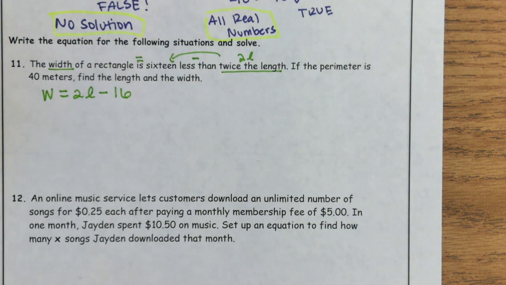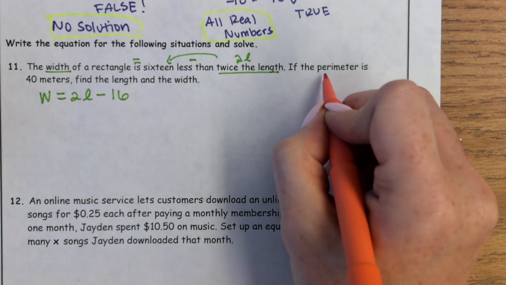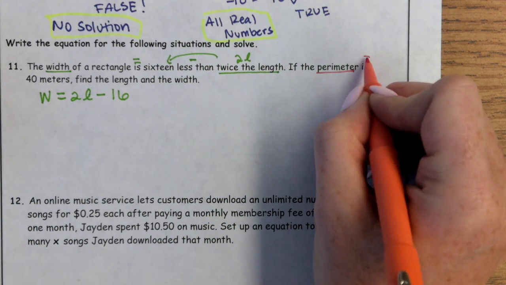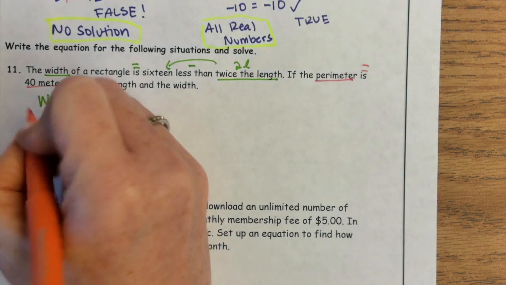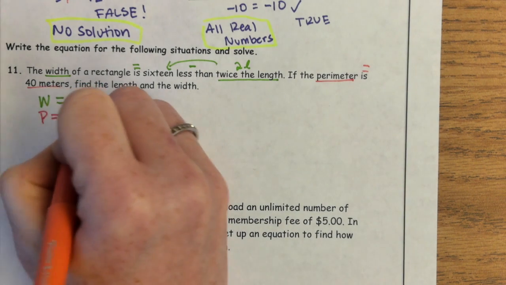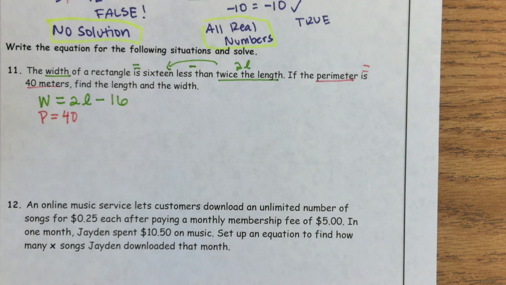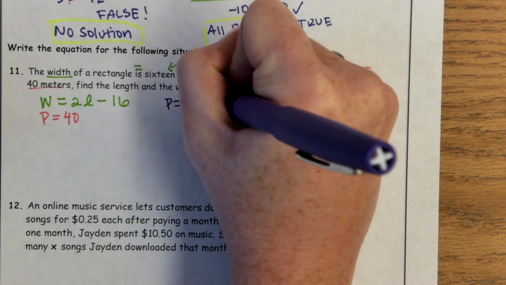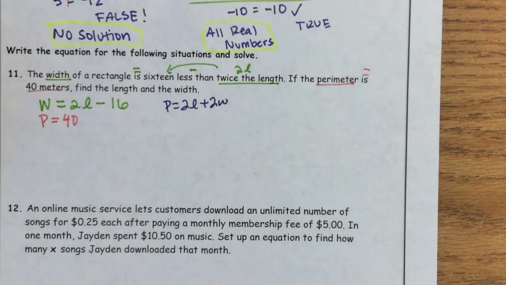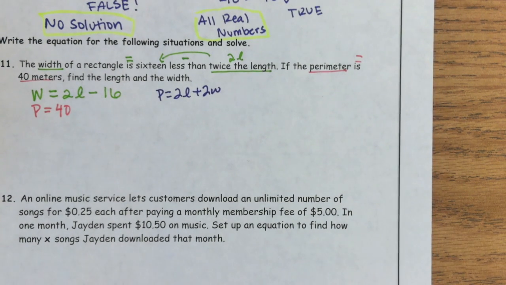Okay, then let's keep reading. The next sentence says, if the perimeter is 40 meters, find the length and width. So my second equation is P equals 40. That's the information it gives me. You should have at some point learned the formula for perimeter, and that formula is P equals 2L plus 2W. If you haven't learned it yet, please remember it. This is geometry, so we will need that.